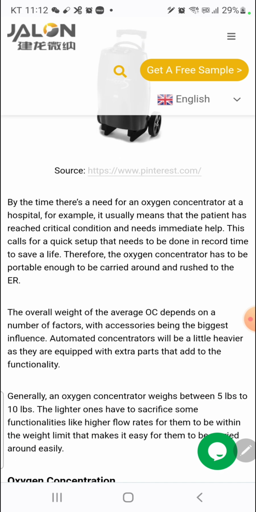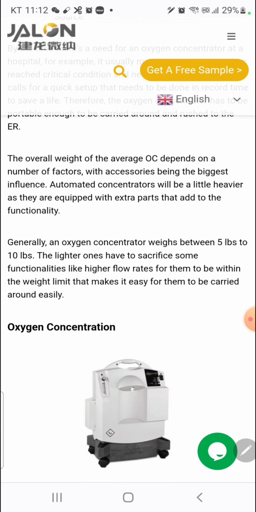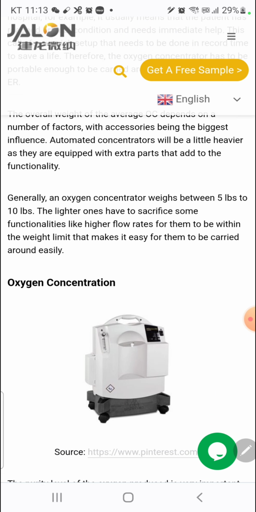The overall weight of the average OC depends on a number of factors, with accessories being the biggest influence. Automated concentrators will be a little heavier as they are equipped with extra parts that add to their functionality. Generally, an oxygen concentrator weighs between 5 pounds and 10 pounds. The lighter ones have to sacrifice some functionalities, like higher flow rates, to stay within the weight limit that makes them easy to carry around.